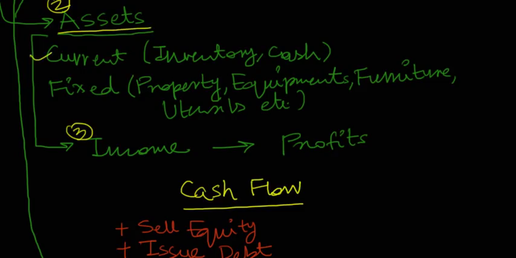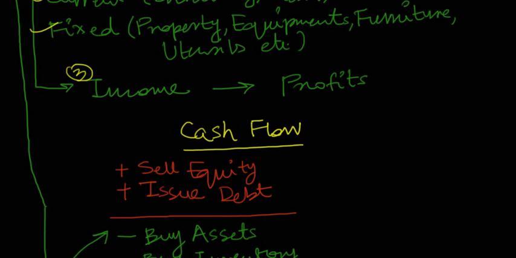Assets can be of two kinds: current assets and fixed assets. We've discussed current assets and fixed assets, and I'll discuss more about these in future videos. But for the time being, understand that these assets are then used to run your business, to earn money via income, and to finally earn a profit.